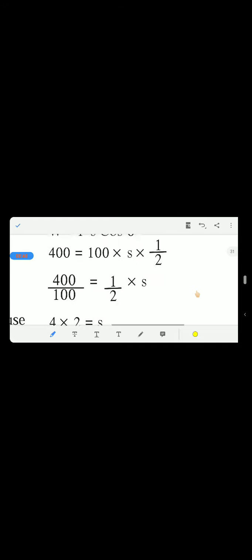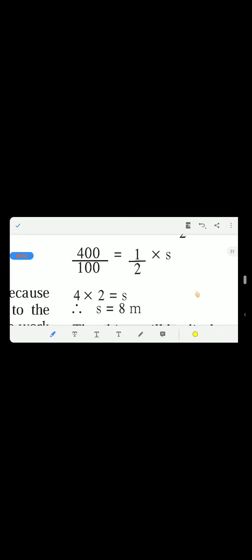Work is equal to force into displacement, and we will consider the angle over here because the applied force and actual displacement are not acting in the same direction. So let's put the values into it. After putting the values, we got 400 equal to 100 into S into half. Now when this 100 goes to that side, it becomes a division, and the remaining we write as it is.